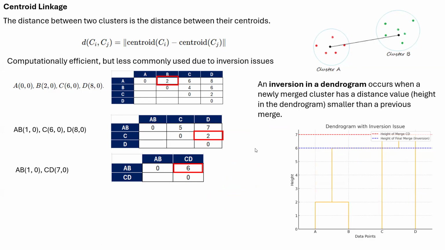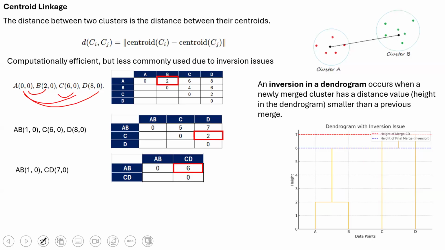Just a simple example of this centroid clustering. So if you take this example, 0 comma 0, 2 comma 0, 6 comma 0, 8 comma 0. So these are different points. Now calculate the distance between every other point. From A to B the distance is 2, from B to C the distance is 6. From A to C the distance is 6, from A to D the distance is 8. Similarly, you calculate the distance from every other point, right?